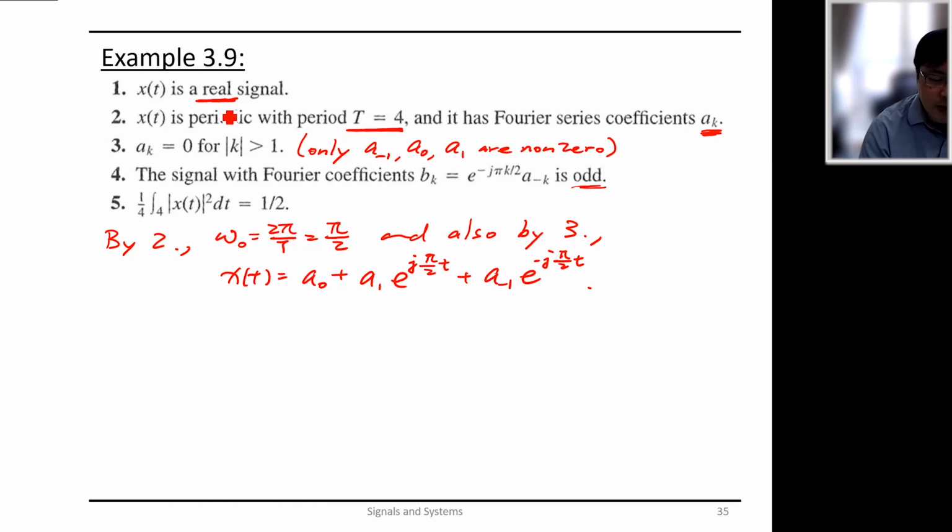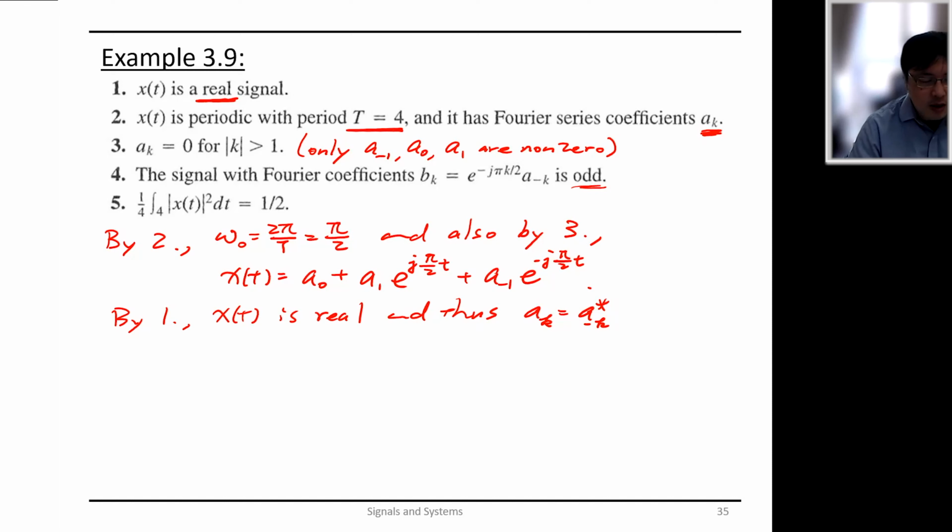Now, furthermore, by the first property, we know that the signal x of t is real. So by 1, x of t is real, and thus ak is equal to a minus k complex conjugate. So this is saying that the signal must be conjugate symmetric.